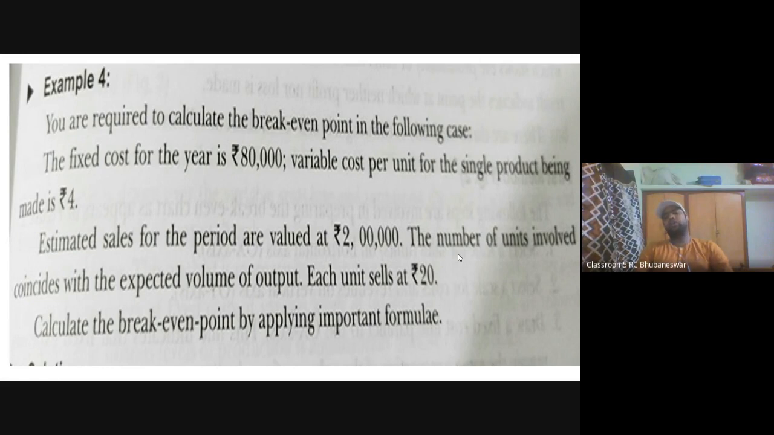The number of units involved coincides with the expected volume of output. Each unit sells at 20. Dividing 2 lakh by 20, it is coming to 10,000 units. Okay, so calculate the break even point by applying the important formula. We are going to apply the necessary formula and find out how much will be our break even point.